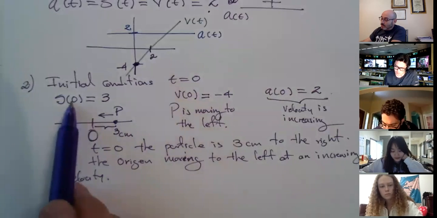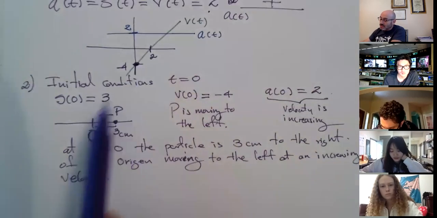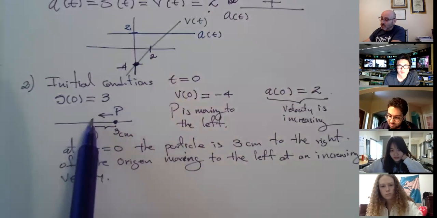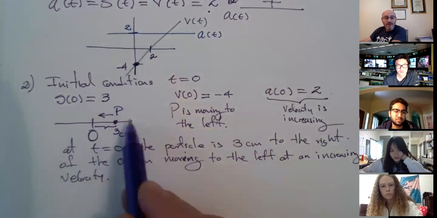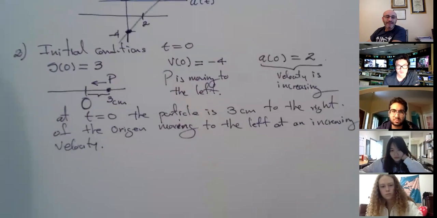And the position is 3. I don't have the position here, but the position is 3, and it's moving to the left. So it's getting close to the origin, right? Because if it's at 3 centimeters moving to the left, then it's trying to get close to the origin. All right, that's kind of what is happening there.